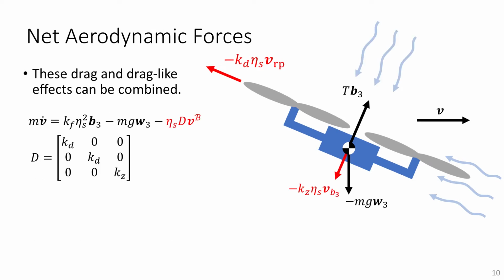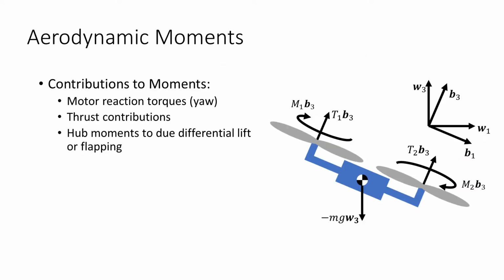These drag and drag-like terms can be combined to complete the translational dynamics of the aircraft, now including modeling gravity, the commanded thrust, and these airspeed effects. The rotational dynamics require considering three main sources of moment: the motor reaction torques in the yaw direction, the moments exerted by the rotor forces on their moment arms, and the direct hub moments due to rotor differential lift and flapping.